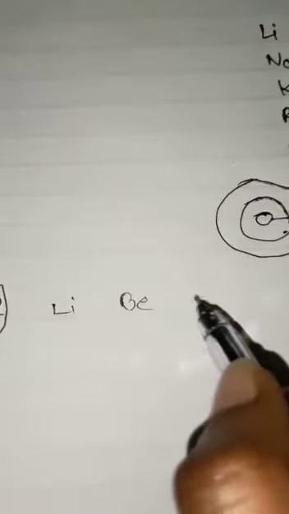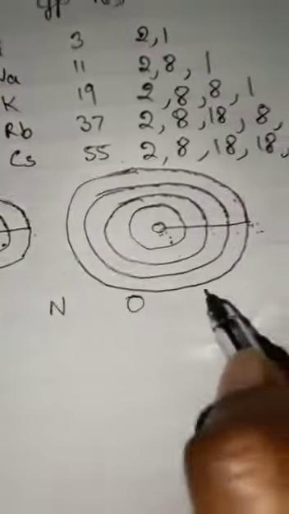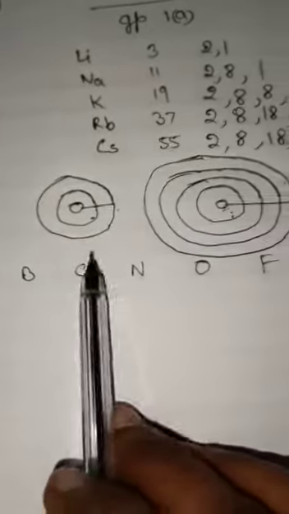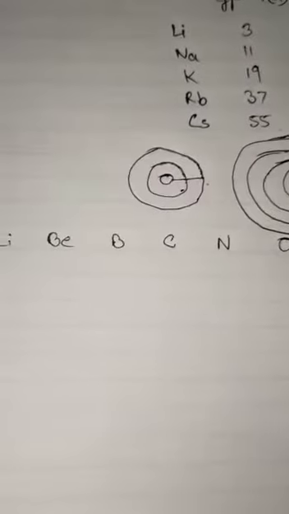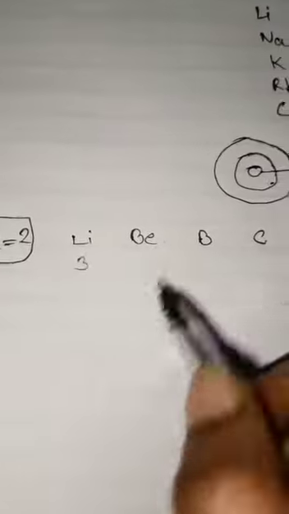Now for periods, I am taking the example of period 2. There are lithium, beryllium, boron, carbon, nitrogen, oxygen, fluorine and neon. These are the elements of period 2. The atomic numbers of these elements are 3, 4, 5, 6, 7, 8, 9 and 10.